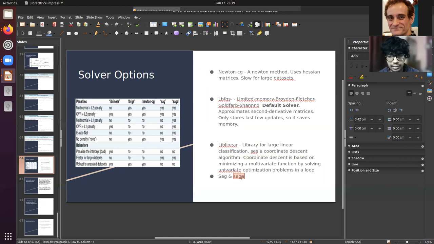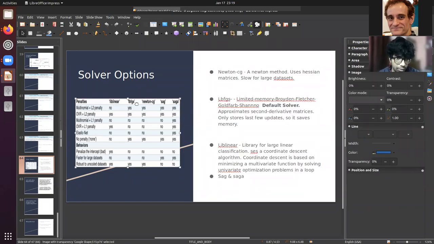Then you have SAG and SAGA. SAG is stochastic gradient descent, some of those kinds of things. And this is a summary of it. Liblinear won't be doing multinomial, it would have one versus rest. I think everybody has one versus rest with L2 penalty. Not everybody has one versus rest with L1 penalty; it is only supported by Liblinear and SAGA. Faster for large data sets are SAG and SAGA. Robust to unscaled data are the first three. And penalizing the intercept, which is a bad thing, is done by Liblinear.